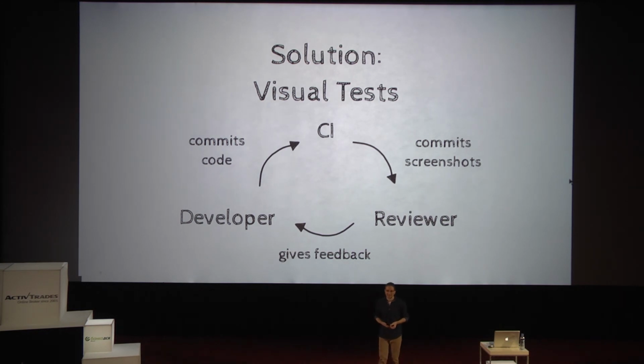Okay. Any other questions? So how many screenshots are generated per commit? All of them. I should repeat the question: how many screenshots are created per commit?